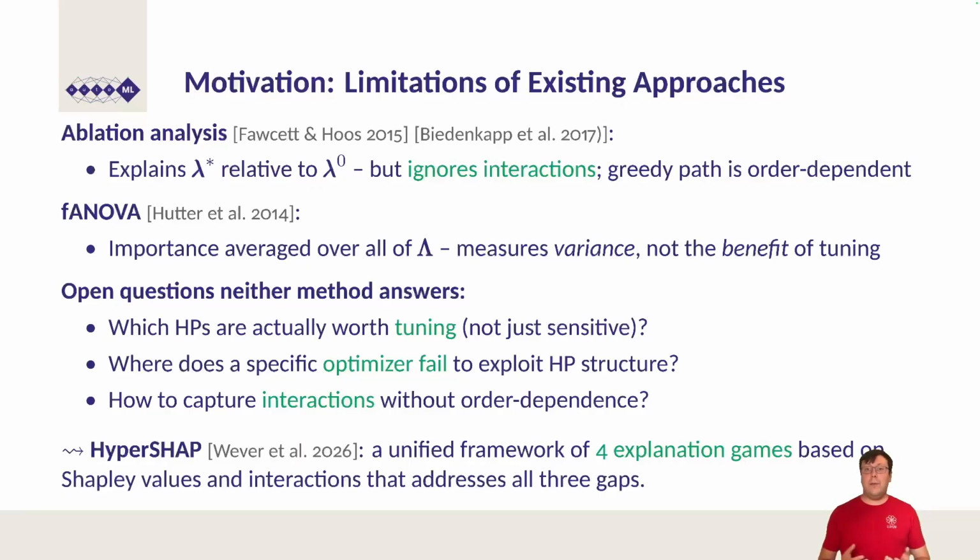Three questions remain unanswered. Which hyperparameters are worth tuning, as opposed to merely being sensitive? Where does a specific optimizer fail to exploit the structure of the search space? And how do we quantify interactions without order dependence? HyperSHAP answers all 3 via a family of 4 explanation games built on Shapley values and Shapley interaction indices.